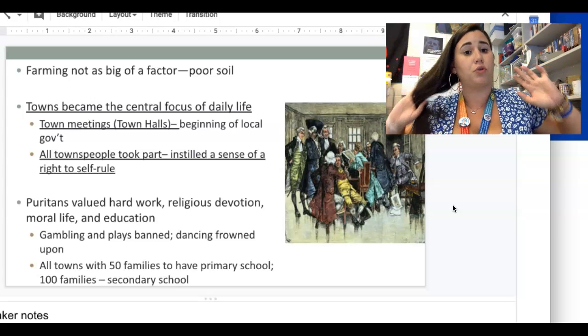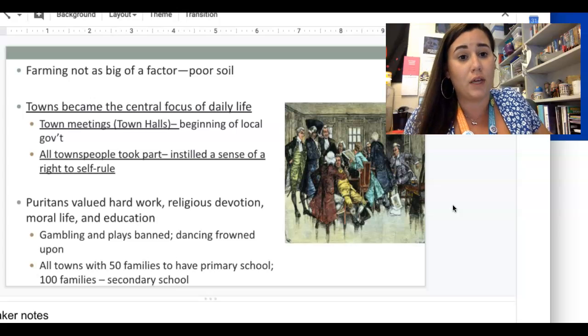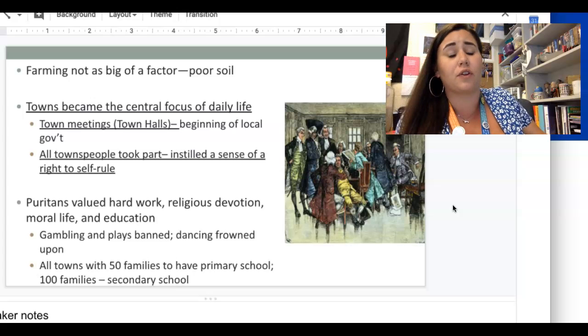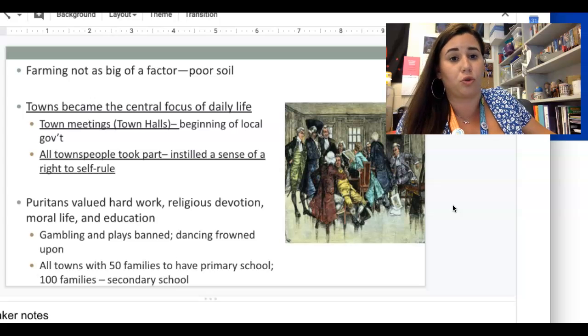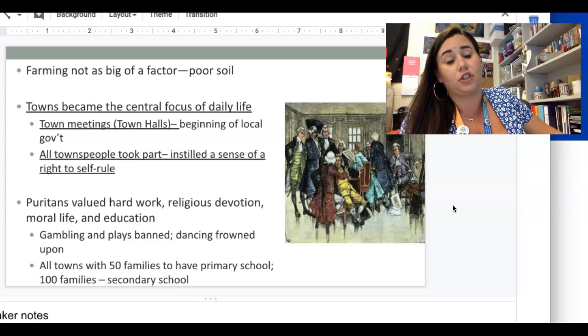Geography is going to play a huge role in the New England colonies because the soil is poor and the growing season is short. We know that it's colder in the north. Winter lasts longer. They are not able to have large agricultural plantations. They do grow food for their own subsistence, but the primary industry in New England is going to be trade.